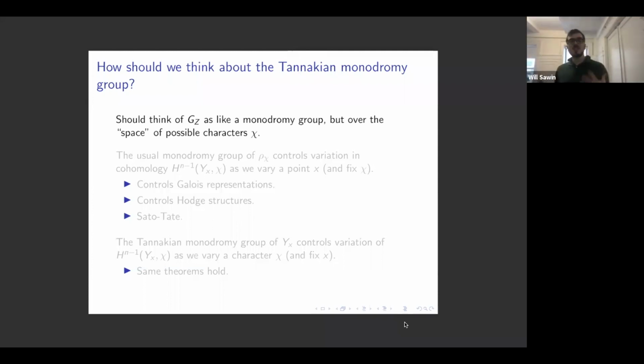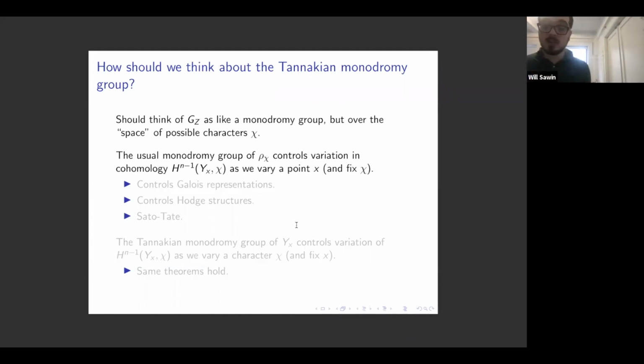So we can think of GZ as behaving very much like a monodromy group, but instead of living over some variety, we can think of it as living over the space of possible characters, even though that's not really a well-formed space. The reason that's true is there's an analogy with a number of properties of the usual monodromy group. The slogan is that the usual monodromy group controls variation in the cohomology as we vary the point. So the monodromy of rho chi will control the variation in the cohomology twisted by chi as we vary the point x and fix chi.